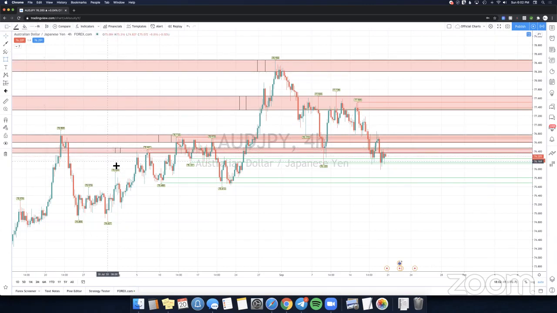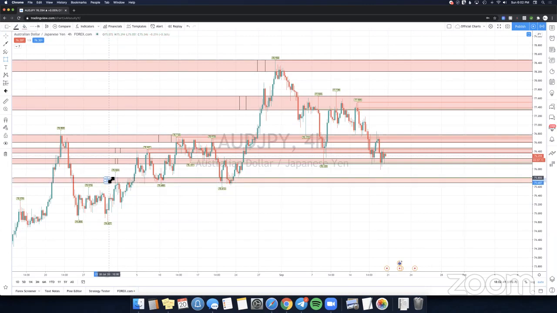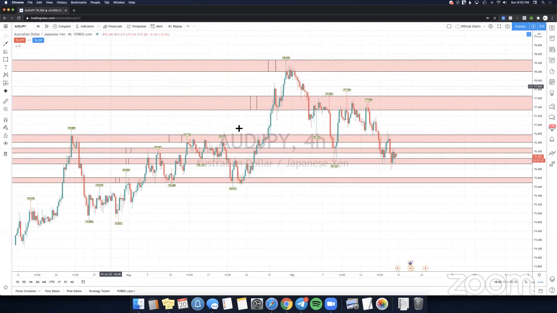AUD JPY is kind of messy. All right, turn off the zones.